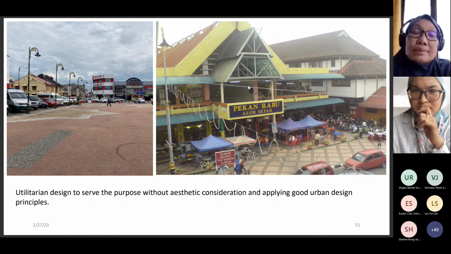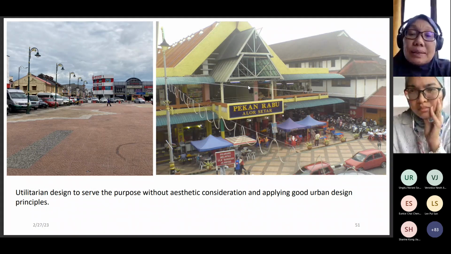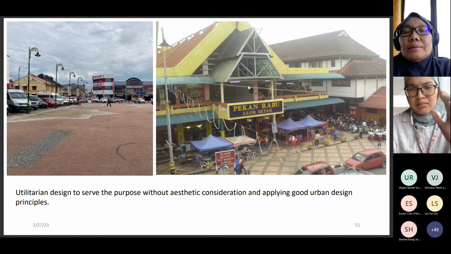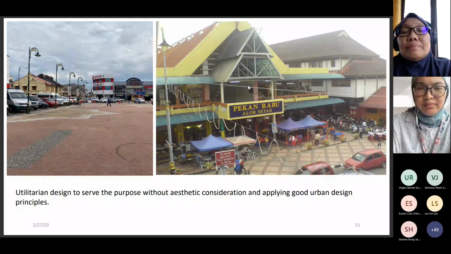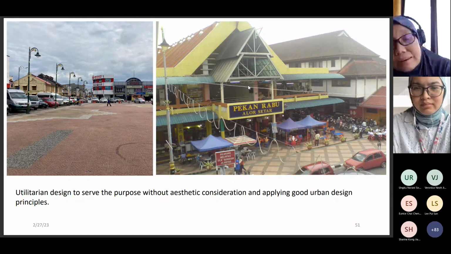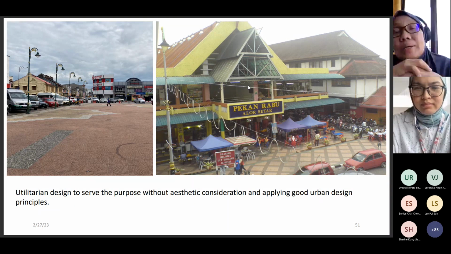Okay, another thing, utilitarian design to serve the purpose without aesthetic consideration and without applying good urban design principles. So you see, Pekan Rabu, for example, is a unique place in terms of its market activities, but you look, the design has nothing to reflect the significance of the place culturally and historically. Next.